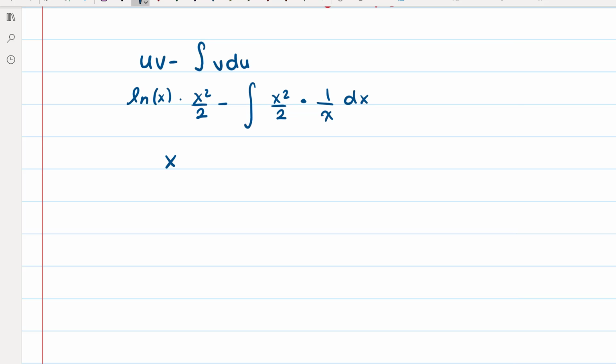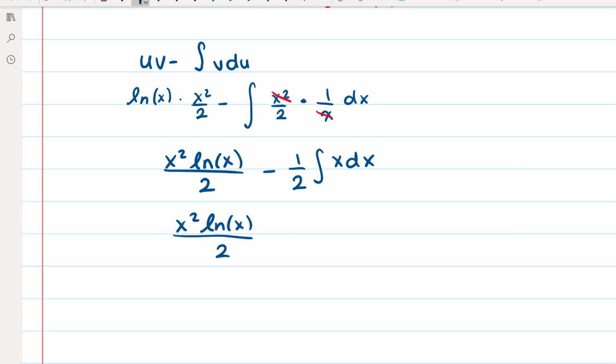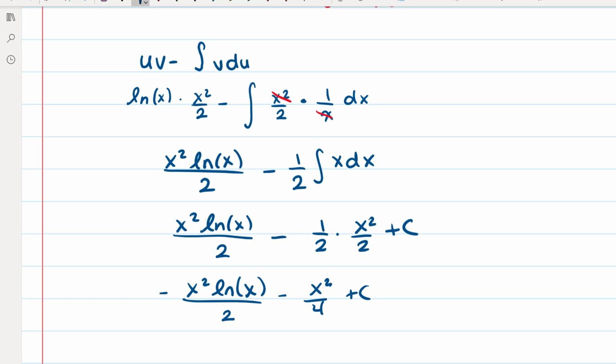Now we're going to make it look prettier. x squared ln of x divided by 2 minus, I can bring out that 1/2, and then these are going to cancel. So I'm left with the integral of just x dx. So I get x squared ln of x over 2 minus 1/2 times x squared over 2 plus c. So I get x squared ln of x over 2 minus x squared over 4 plus c. So that's my equation.